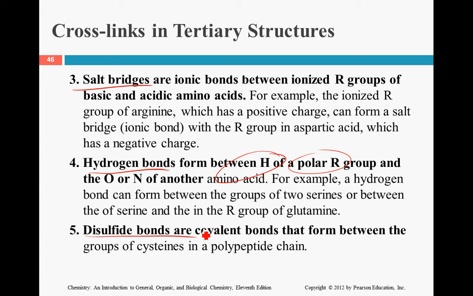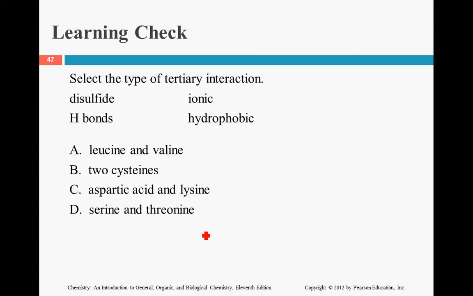Disulfide, if you have two groups that have sulfurs in them, they have a chance of forming a sulfur-sulfur bond. So, select the type of tertiary interaction. We're going to skip these because I did not make you memorize them.